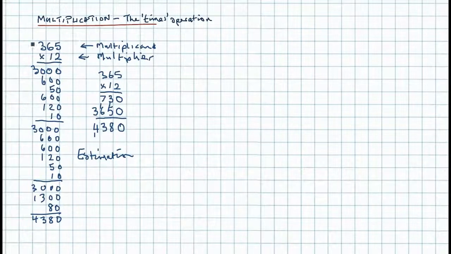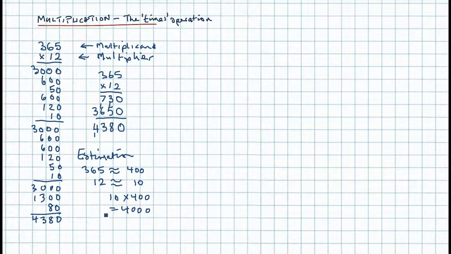So how are we going to do that? Mentally, we're looking at 365 and thinking, well, that's roughly 400. So we could do it that way. We could say 365 is roughly 400. And we can say, rounding 12 down, 12 is roughly 10. So we've got 10 times, let's write it down, 10 times 400 gives us 4,000.